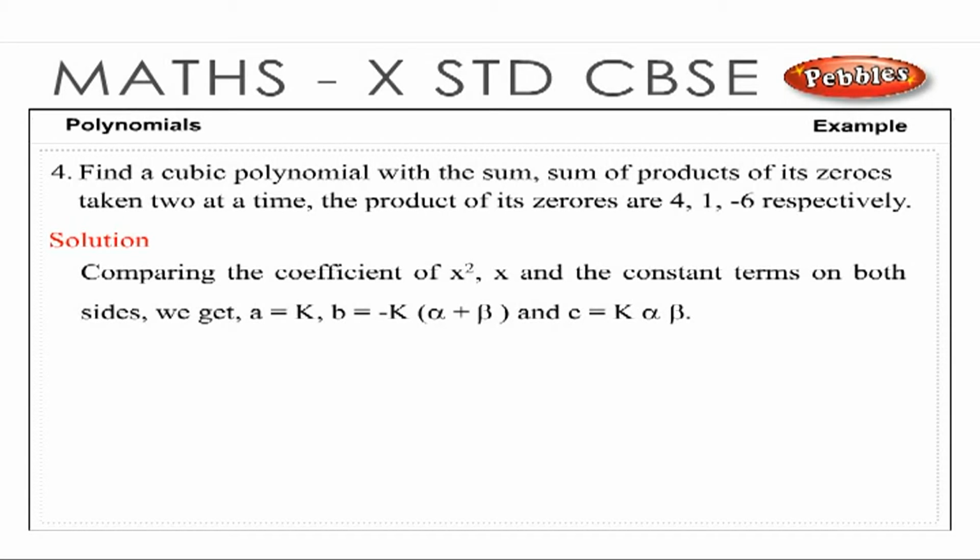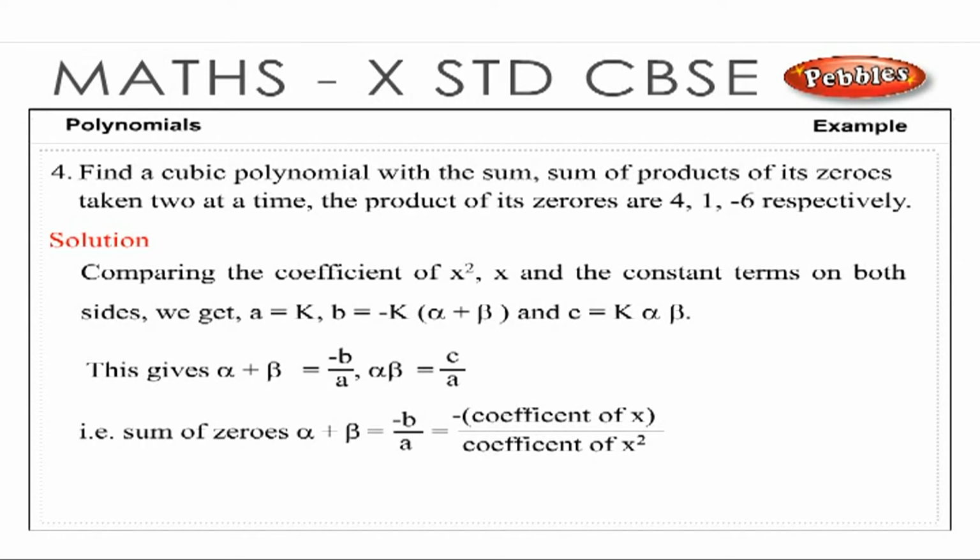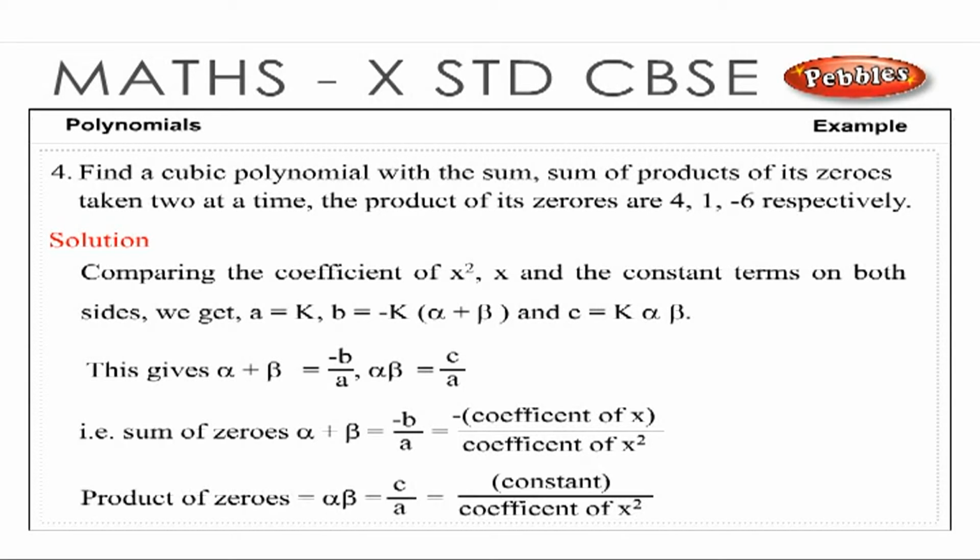Comparing the coefficients of x square, x and the constant terms on both sides, we get a is equal to k, b is equal to minus k(alpha plus beta), and c is equal to k alpha beta. This gives alpha plus beta is equal to minus b by a, alpha beta is equal to c by a, that is sum of zeros alpha plus beta is equal to minus b by a, which is equal to minus coefficient of x by coefficient of x square. Product of zeros is equal to alpha beta, which is equal to c by a, which is equal to constant by coefficient of x square.